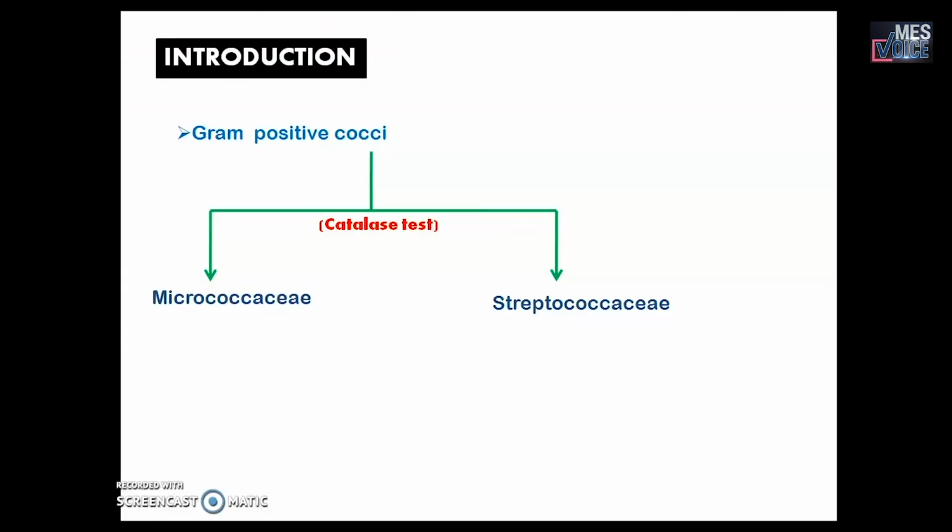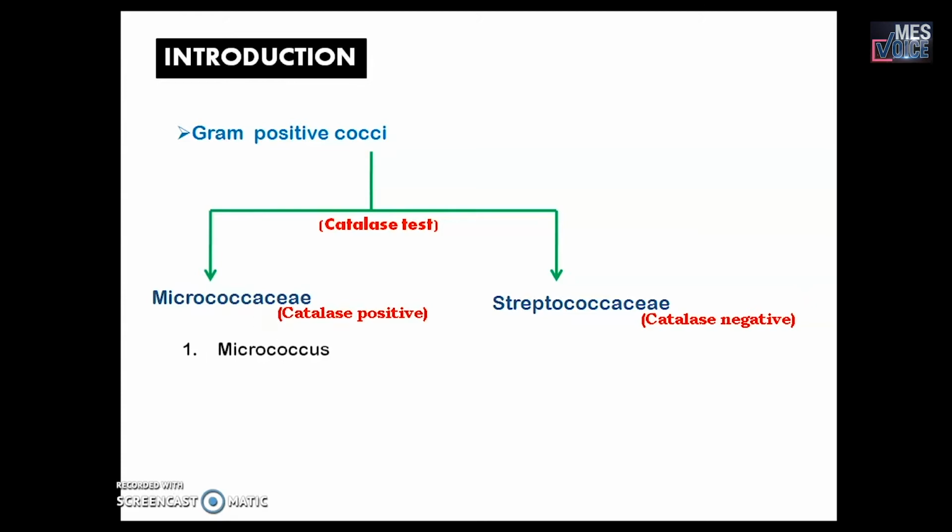Coming to the introduction, all gram-positive cocci are divided into two groups based on the catalase test, that is, their ability to produce catalase enzyme. Catalase positive microorganisms or catalase positive cocci come under Micrococci, and catalase negative cocci come under the Streptococci family.